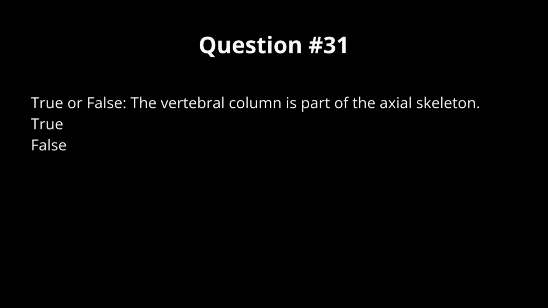Question number 31. True or false? The vertebral column is part of the axial skeleton. The correct answer is true. The vertebral column runs from the cervical vertebrae to the coccyx and forms the central axis of the skeleton.